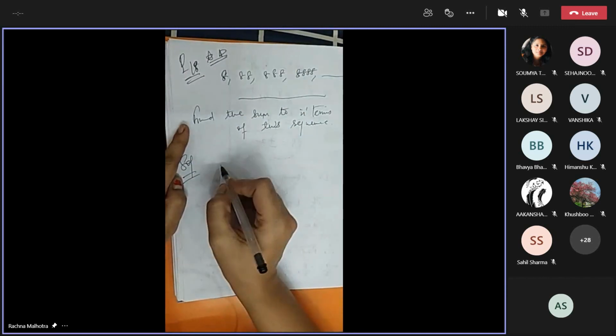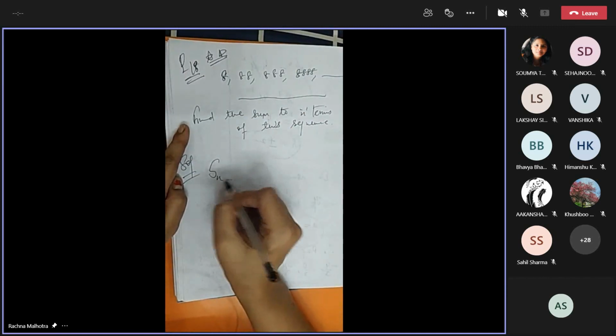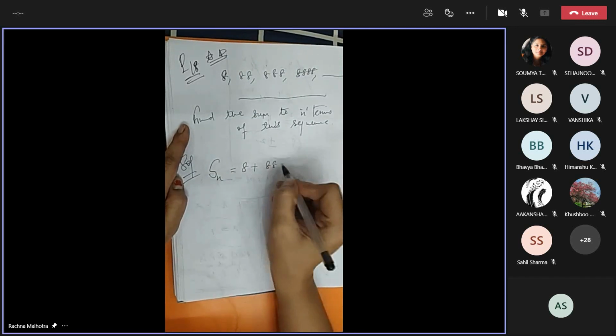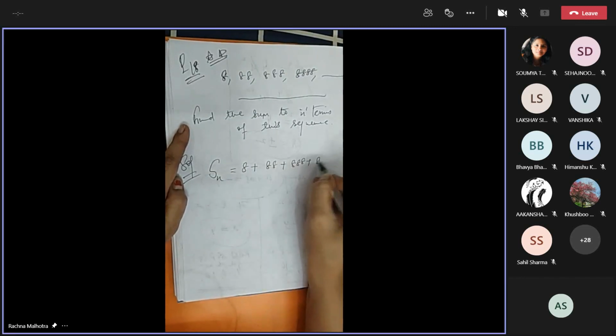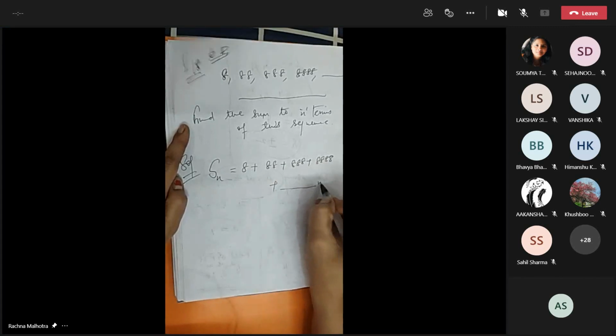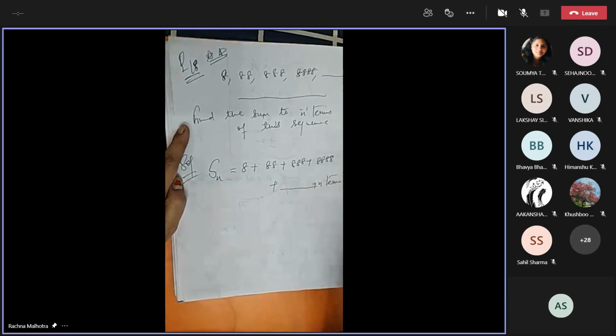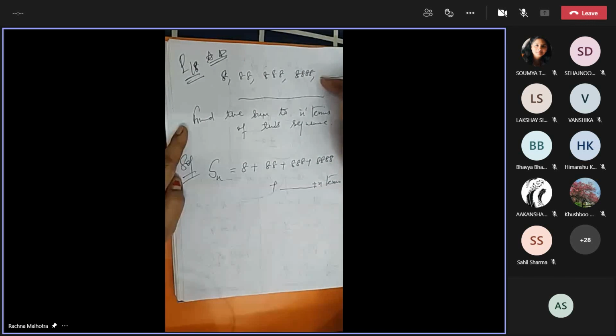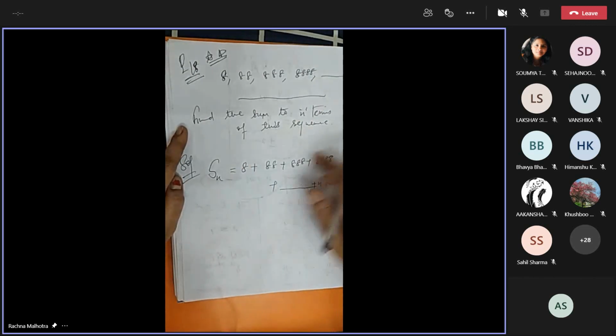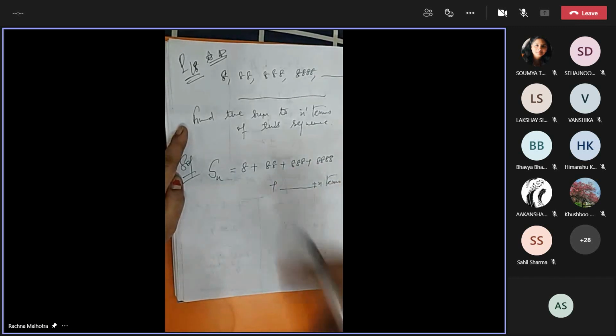Okay, if we are finding sum to n terms, अगर हम sum की बात करते हैं तो I will insert a plus sign among all. I'm mentioning here n terms, till n terms. We are finding the sum till n terms, because I don't know now what the nth term will be. So first of all, I'm writing this one. सारी terms लिखेंगे and just apply plus sign among all. So this is sum to n terms, Sn.